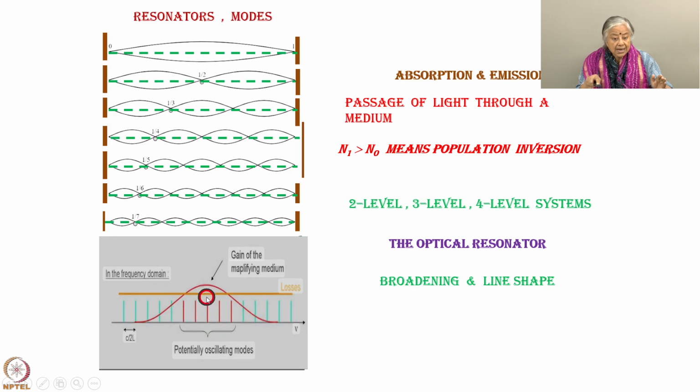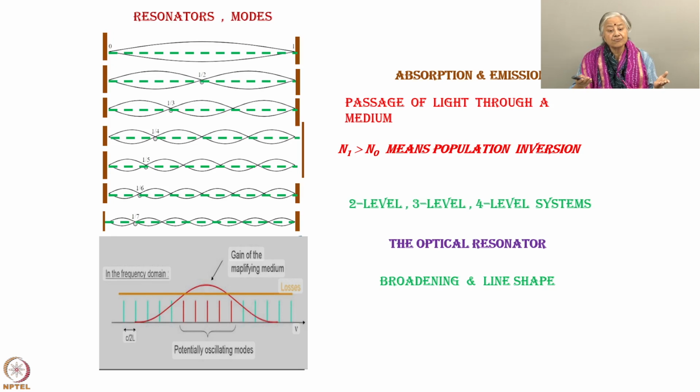Only those will lase that cross the loss line, okay. So, you see there are two parameters. One is you have all these modes which are possible, they have to fall within the gain profile, and once they fall within the gain profile, they have to cross the loss line. Then only the lasing action can start, okay. So, by the way, these are called longitudinal modes. We will come across some more of these in the coming slides, but just remember, these are axial modes and they are longitudinal modes, and they are a kind of frequency.